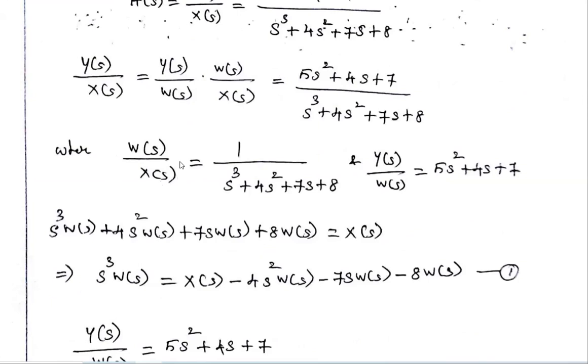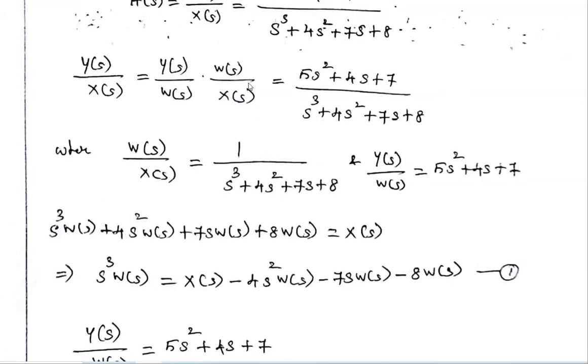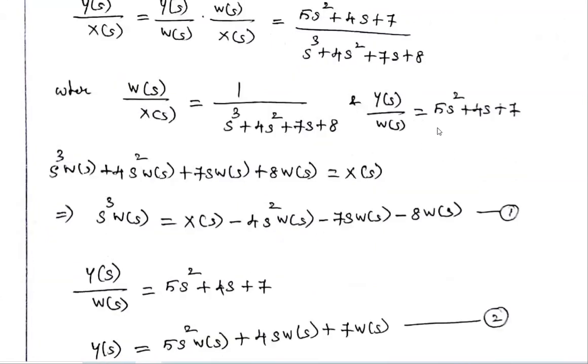And what is the remaining thing? Y(s) divided by W(s). You have to consider that as the numerator. So when we multiply these two terms, we get the previous equation. From this, W divided by X equals 1 divided by the denominator term, and the output divided by the intermediate variable W you consider as the numerator. So this is the step in the direct form 2 method.